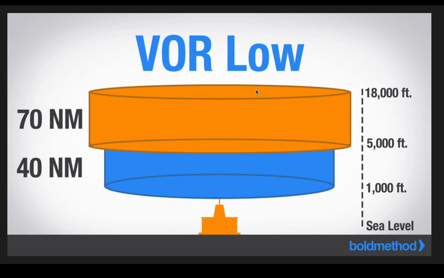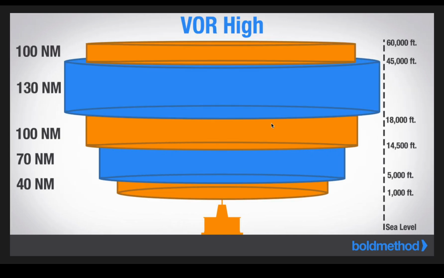And then we have what's called a VOR-L or a VOR low. The upper limit goes out to 70 nautical miles, and the lower limit is 40 nautical miles, and it goes up to about 18,000 feet. And then we have our VOR highs. These are what we use up in Class A airspace and for longer distance. It's an HVOR, and it's 100 nautical miles at the very top, between 45,000 and 60,000. Between 18,000 and 45,000, most of Class A airspace, it's about 130 nautical miles. Then 14,500 to 18,000 is 100 nautical miles. 5,000 to 14,500 is 70 nautical miles, and then 1,000 to 5,000 is about 40 nautical miles. But those are our VOR highs.